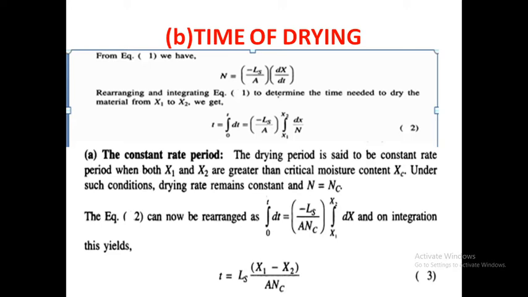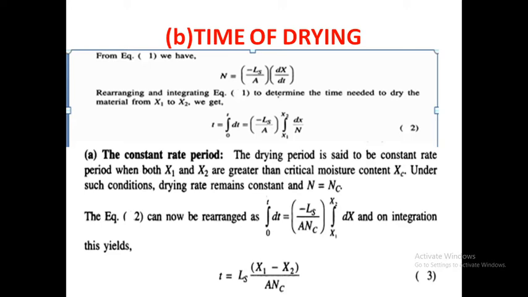So here, integration of 0 to t of dt. For the initial moisture content the time is 0, and for the final moisture content the time is t. So that is equal to minus Ls by A integration of X1 to X2 dX. This N comes to this side, divided by capital N, where X1 and X2 are the initial moisture content and final moisture content. This is equation number 2.